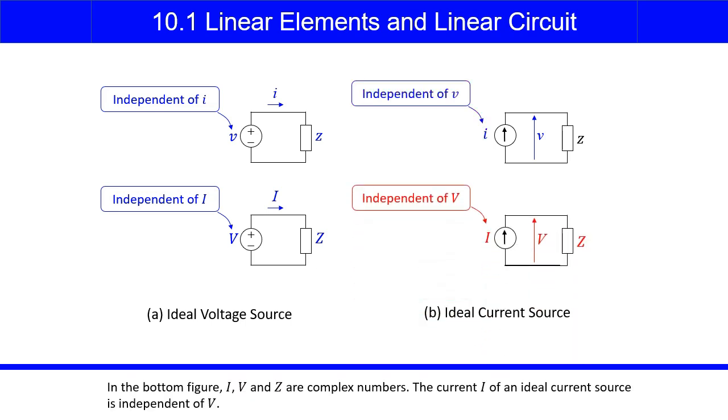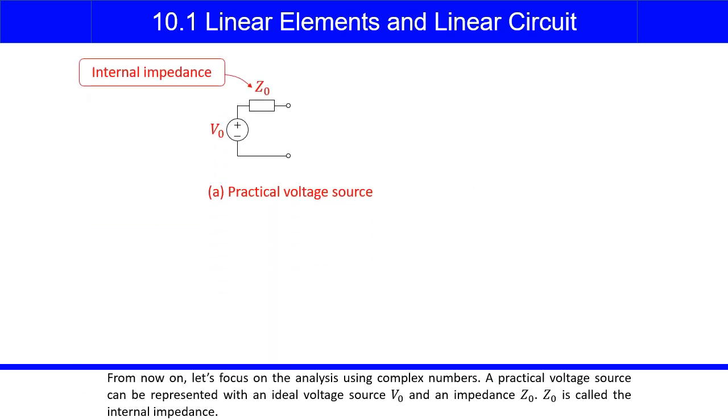In the bottom figure, uppercase I, uppercase V and uppercase Z are complex numbers. The current I of an ideal current source is independent of V. From now on, let's focus on the analysis using complex numbers.